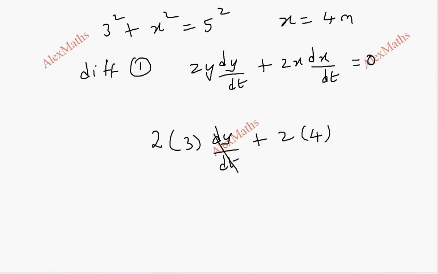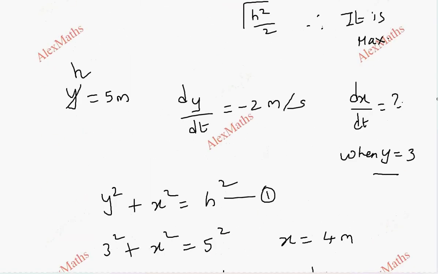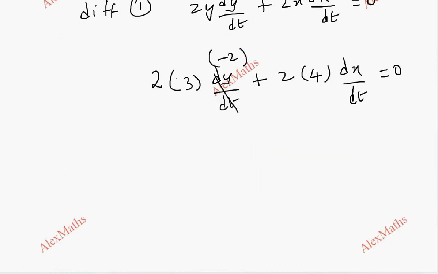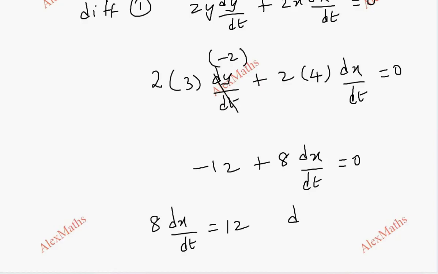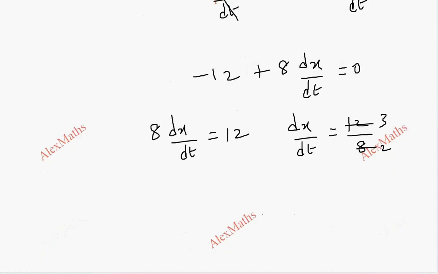So in this place we take minus 2 and dx by dt, because dx by dt we have to find. Now 2 times 3 is 6, 6 times 2, minus 12 plus 8 into dx by dt equal to 0. So 8 dx by dt equal to 12. So dx by dt is 12 by 8. By cancelling the 4 table, this is 3 by 2. So finally dx by dt is 3 by 2, which is 1.5 meter per second.